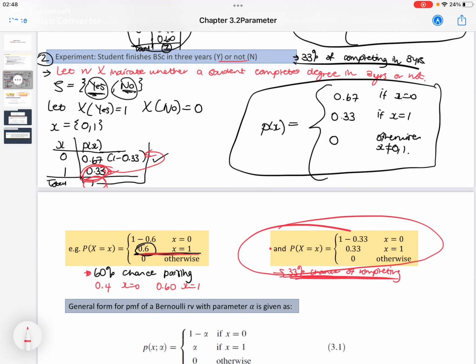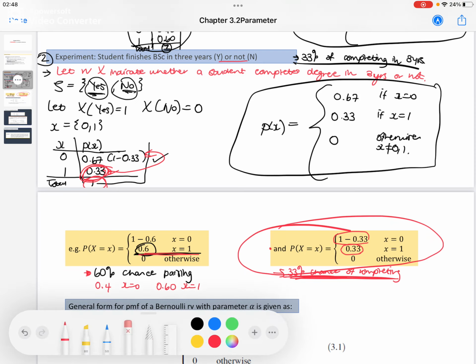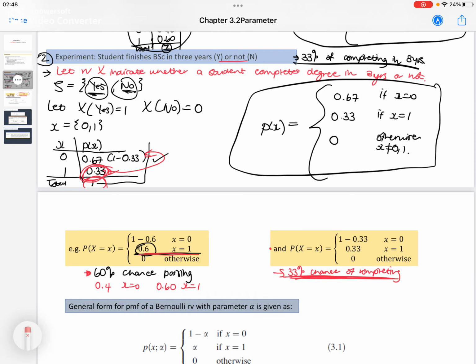Since we know that the probability of observing x equal to 1 is 0.33, it means then the probability of observing x equal to 0 will be 1 minus 0.33. All right, let me say that again. From this single piece of information, they let us know that there's a 33% chance of completing a degree in 3 years' time.